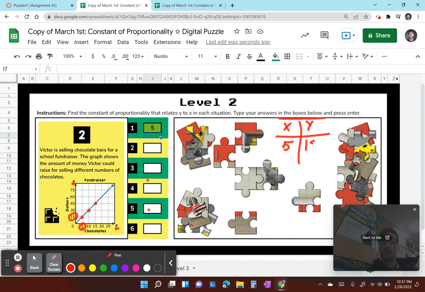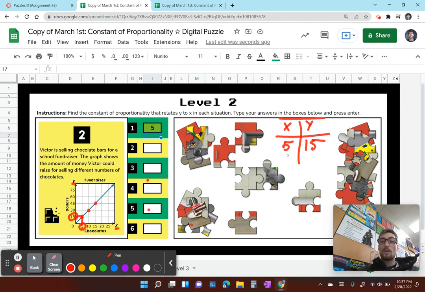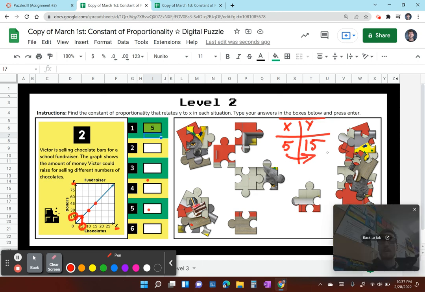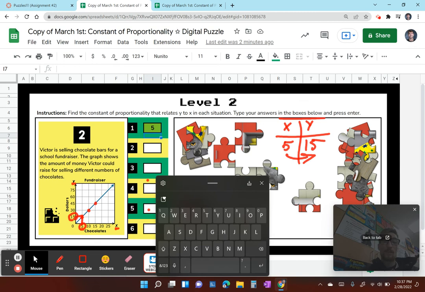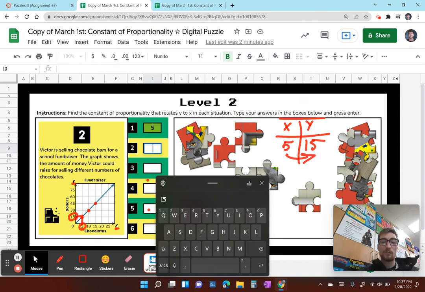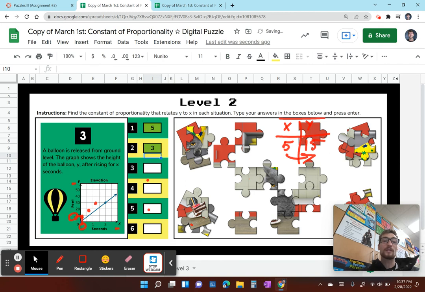You guys see how that 5 and the 15 meet up right here at that point? Well, what do I have to multiply my x by to get to my y? In other words, how much money am I making from selling one chocolate bar? Well, 15 divided by 5, my y divided by my x, is going to give me 3. So I can go ahead and type in 3. And boom, I get some more puzzle pieces.